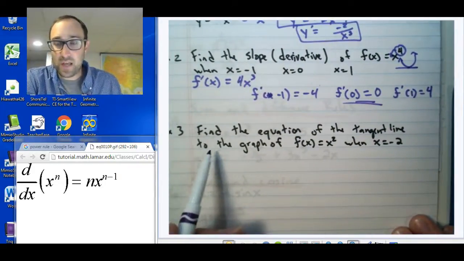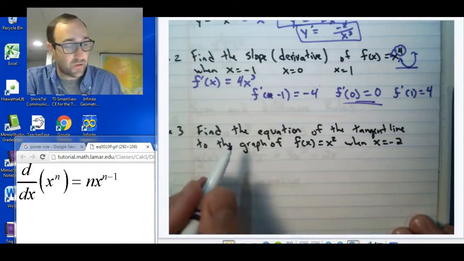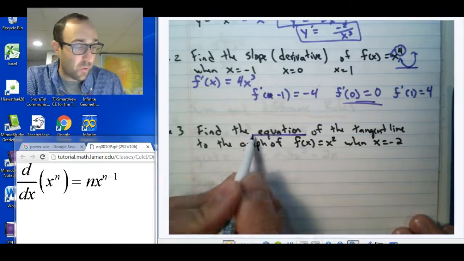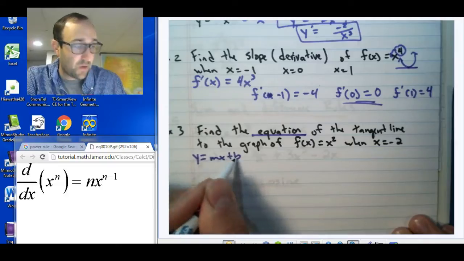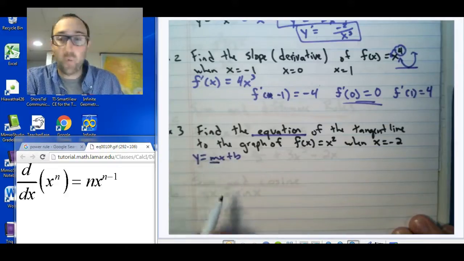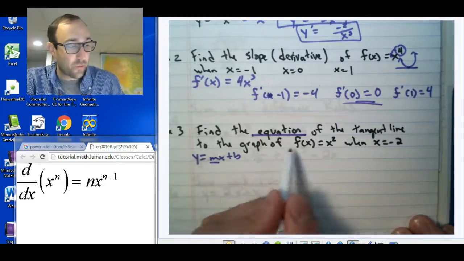Last example for the power rule. Find the equation of the tangent line to the graph of f of x equals x squared when x equals negative 2. There are a couple of things we need to do. We want to find the equation, so we probably need something like y equals mx plus b. The good news is that we should be able to know what m is. That's the slope, which is the derivative of our original function.